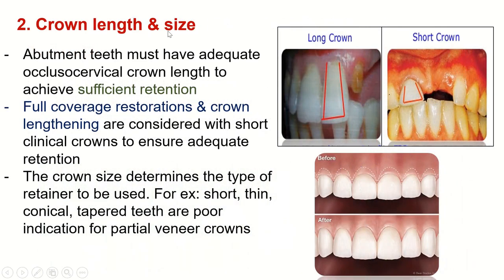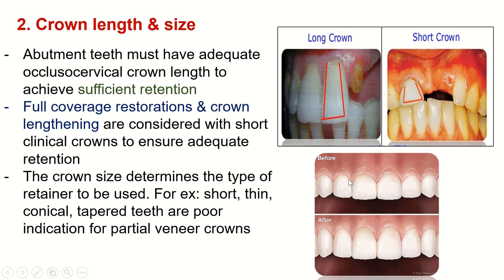Secondly, the crown length and size. The ideal abutment must have adequate occlusal-cervical crown length to achieve sufficient retention. Sometimes we can see very long crowns or sometimes short crowns. In the case of short crowns, we usually prefer full coverage restorations, and sometimes we need a crown lengthening in order to achieve adequate retention.